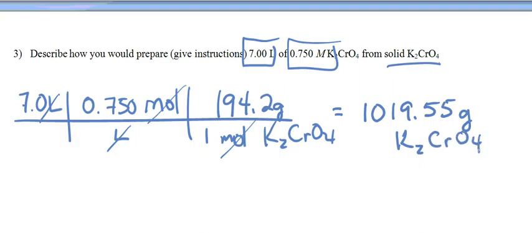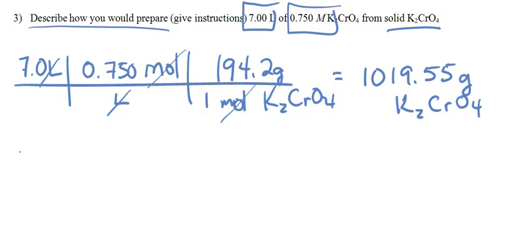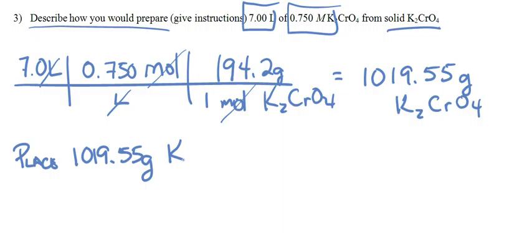Okay, so now we get to answer the question. Give instructions. Describe how you would prepare this. All right, so here's what we need to do. We need to place 1,019.55 grams of potassium chromate, K2CrO4, in a volumetric flask.